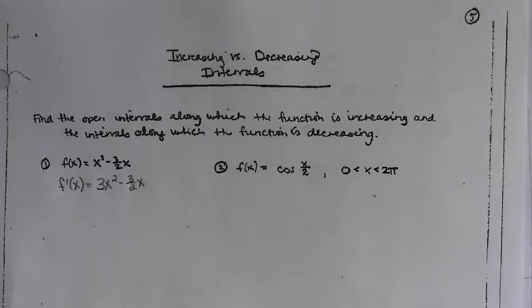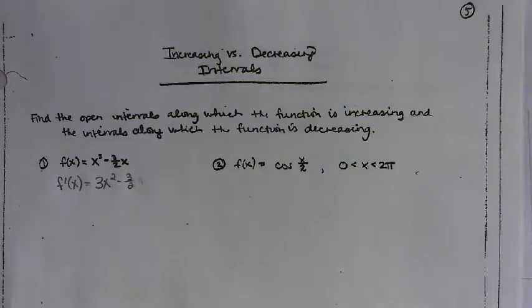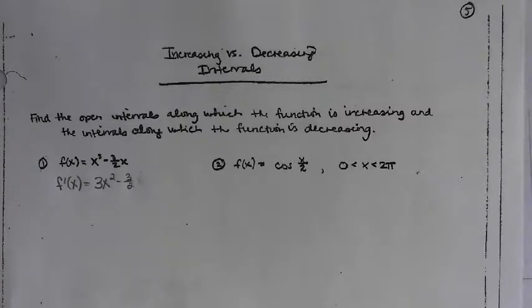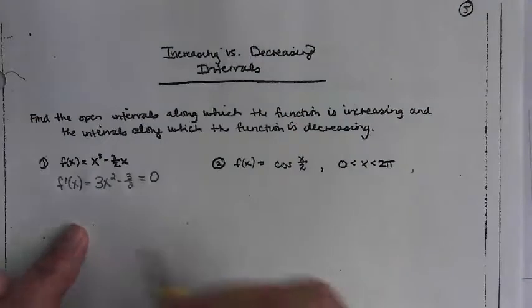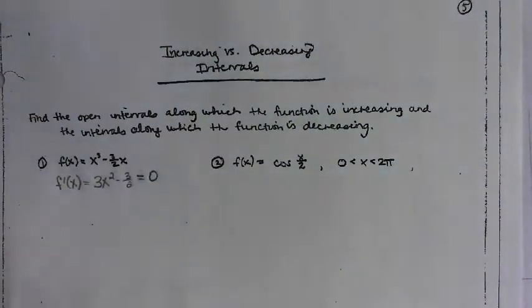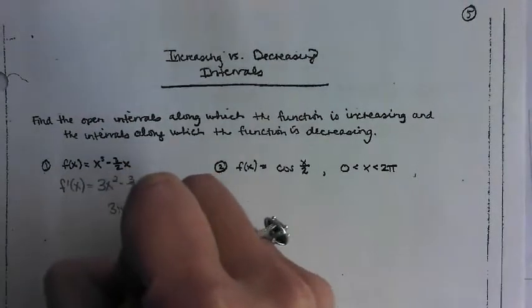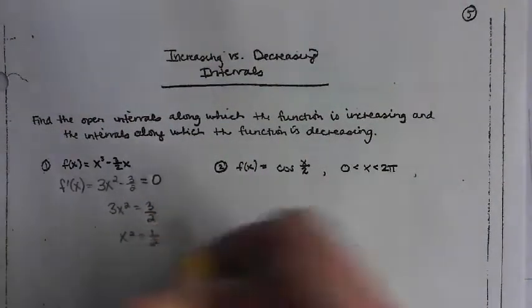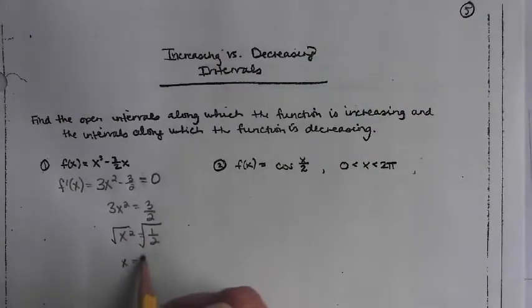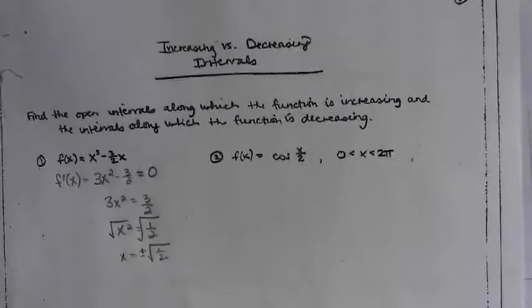Now, the critical points that we've been finding, where the derivative equals 0 or where the derivative is undefined, those are ones where on either side of it, the increasing or decreasing might change at that moment. So we still want to set it equal to 0 and solve to figure out where the points of transition are going to happen, where it might be increasing on one side and decreasing on the other. So if you add your 3 halves over, divide by 3, square root both sides, x is going to equal plus or minus the square root of a half.